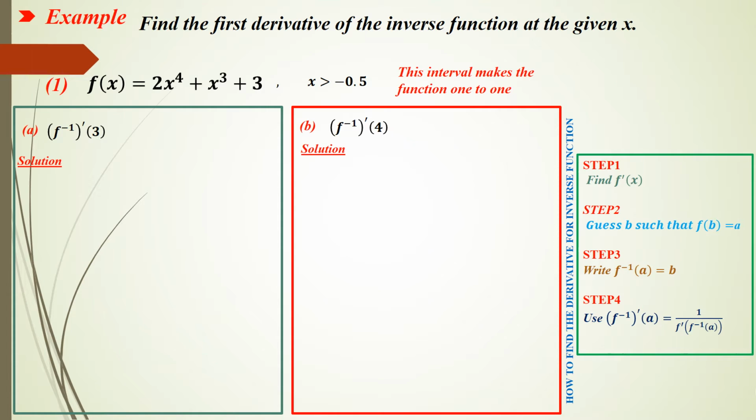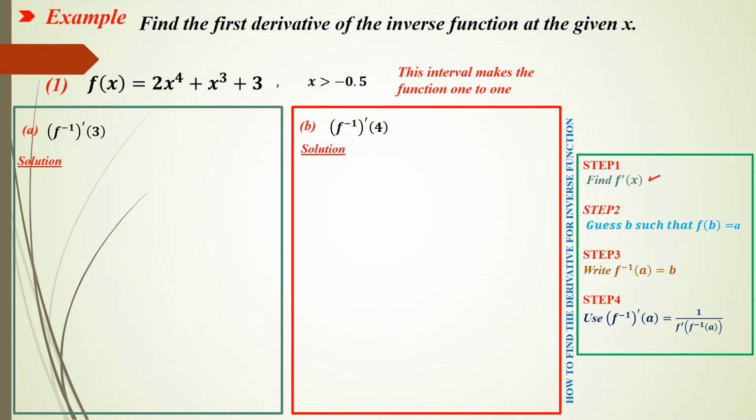Hi everyone, in this video you have to find the first derivative of the inverse function at a given x. In question number 1 we have the function f of x equals 2x to the fourth power plus x cubed plus 3, and in part A you have to find the derivative of the inverse function of f of x at x equal 3.